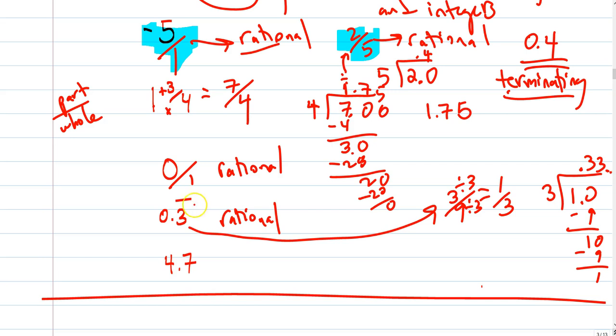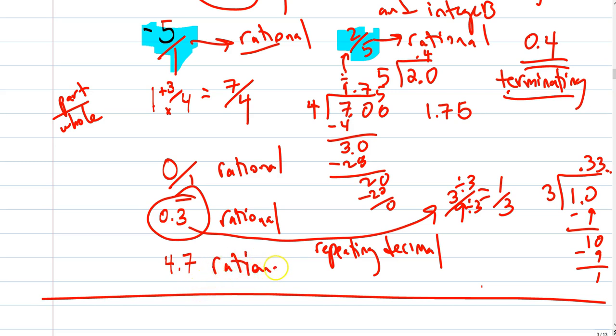As this goes, that 3 is going to keep repeating. Okay? So any repeating decimal can be written technically as a fraction. We could turn that into a fraction. Therefore, it is a ratio or a rational. What about 4.7? That's not a fraction, not a repeating decimal, but you got to remember from before. If it's a decimal that terminates, then it is still rational.